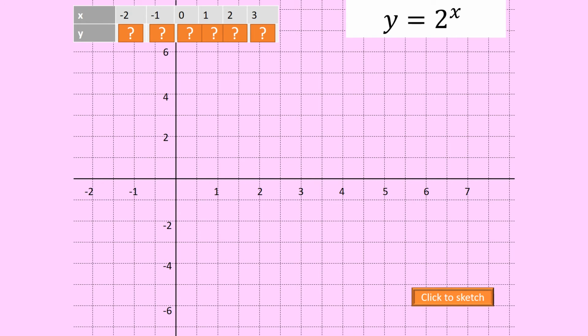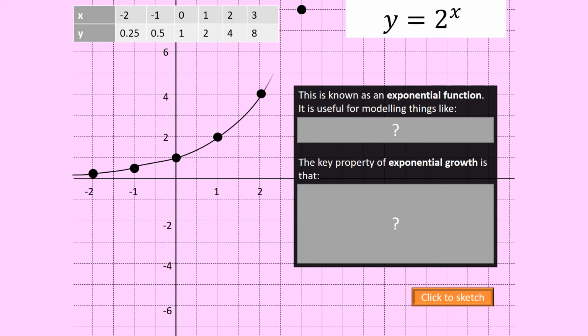Okay, so let's have a look at the graph y equals 2 to the x. First of all, we need to plot this graph. So we substitute x is equal to minus 2 and we get y is equal to 0.5. We substitute x is equal to minus 1 and we get y is equal to 0.45. We substitute x is equal to 0 and we get y is equal to 1. When x is equal to 1, we substitute, when x is equal to 2 and when x is equal to 3. So we've plotted these points and then we can sketch our graph.